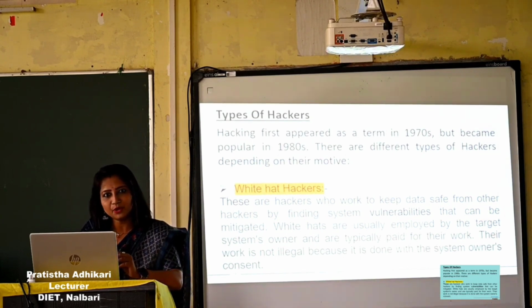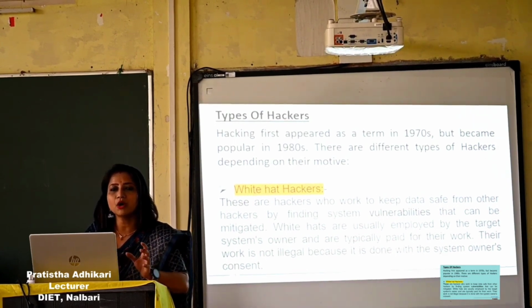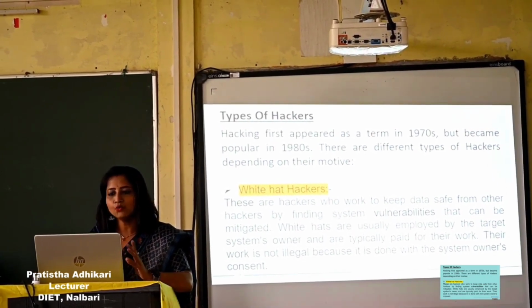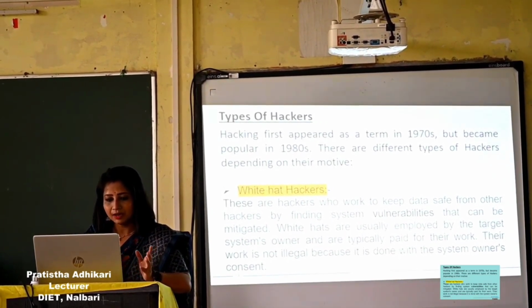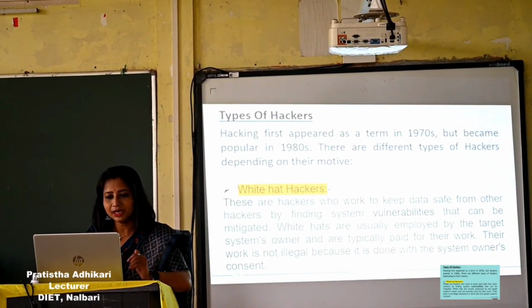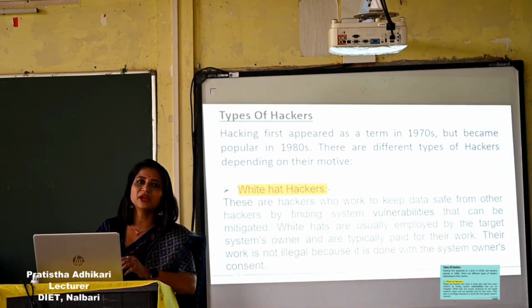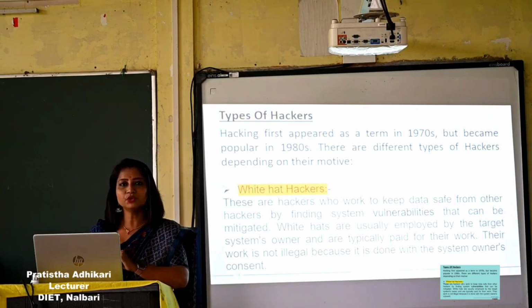Sometimes what happens if you are running an organization and you think of maintaining security within your system and you think that the secret information about your organization should not go out, then you may appoint a hacker who will work for you to protect the system by mitigating the system vulnerabilities and protect it from other hackers. So these type of hackers are called white hat hackers, and they work for good and they are paid for their work by the owners of that organization who hire them.